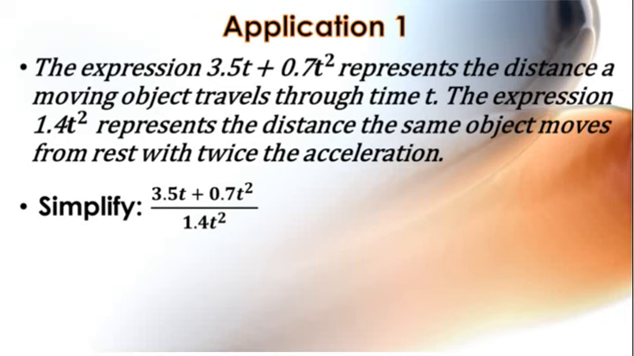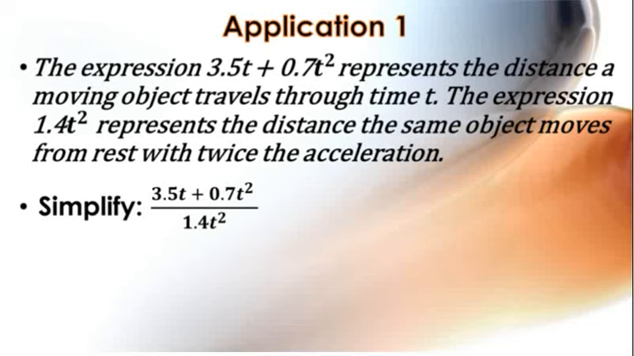And the application: the expression 3.5t plus 0.7t squared represents the distance a moving object travels through time, t. The expression 1.4t squared represents the distance the same object moves from rest with twice the acceleration. So what we need to do is simplify this expression. So I have 3.5t plus 0.7t squared divided by 1.4t squared.